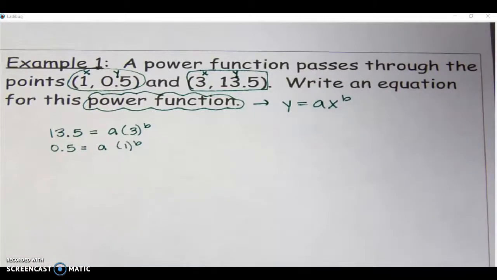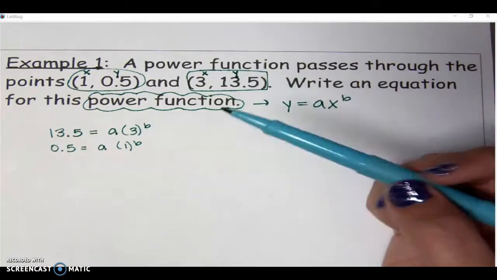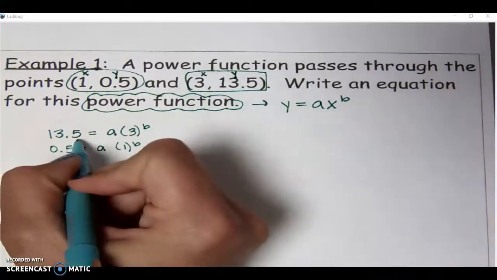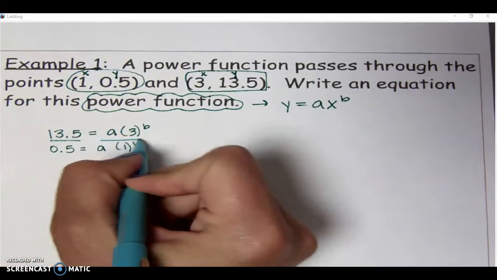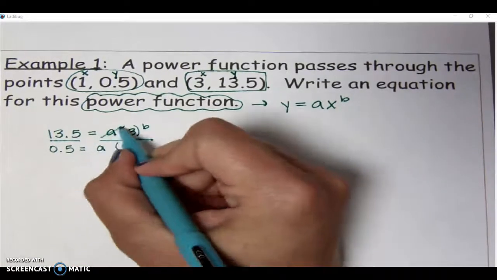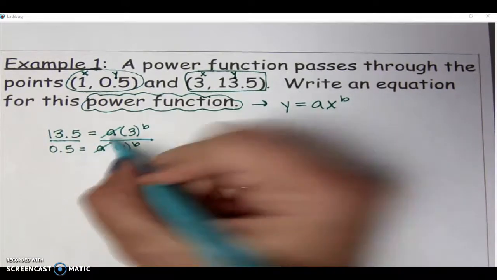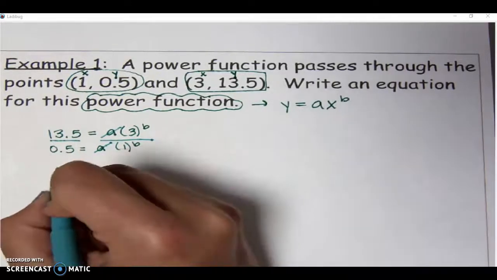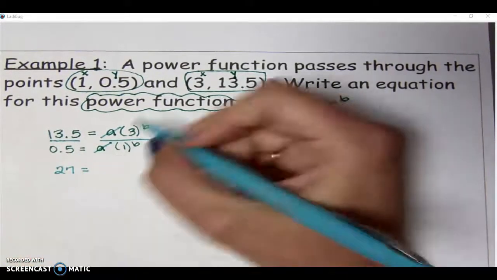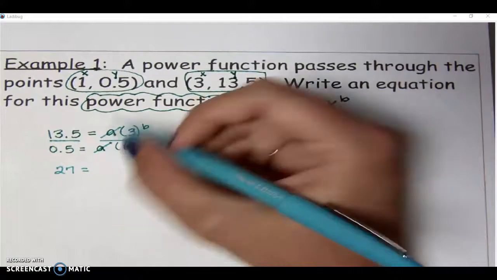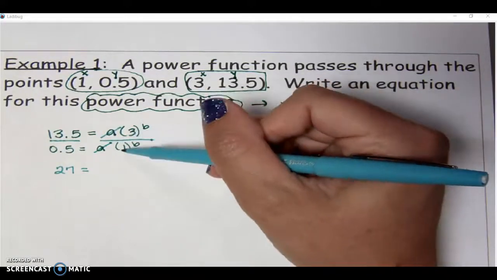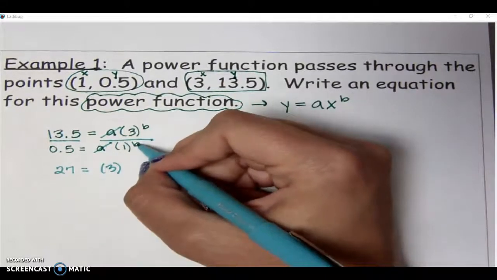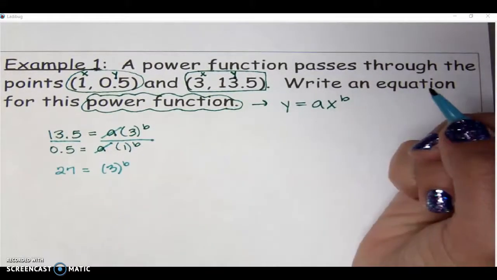So we're going to take these two equations that we made here, and we have a system of equations. We're going to divide. The reason we're going to divide is because if we divide these two things, the a's will cancel. So 13.5 divided by 0.5 will give us 27. Then we already canceled out the a's. Here you can divide 3 divided by 1, which is 3. The b is stuck onto the 3 and the 1, so the b will just stay.